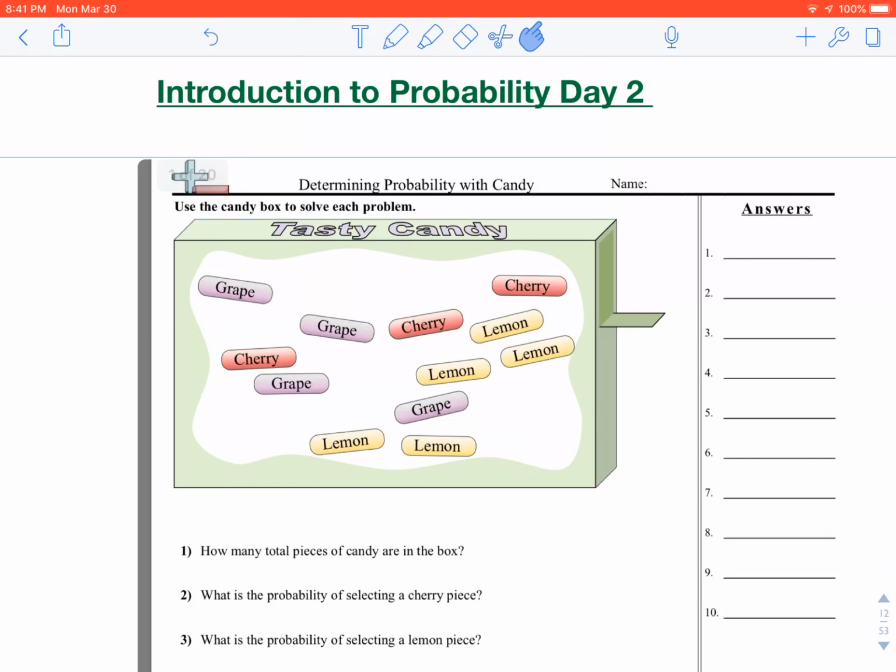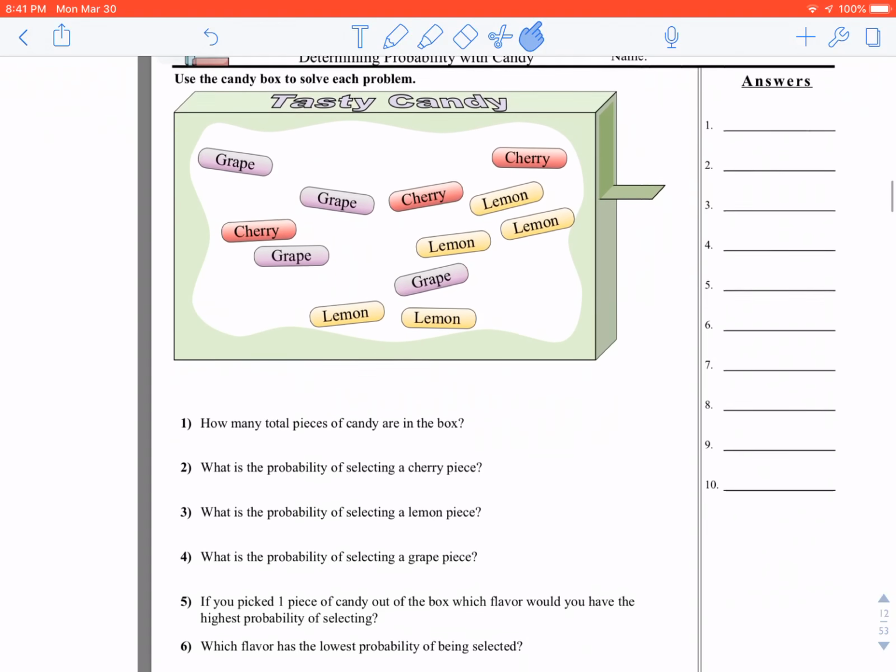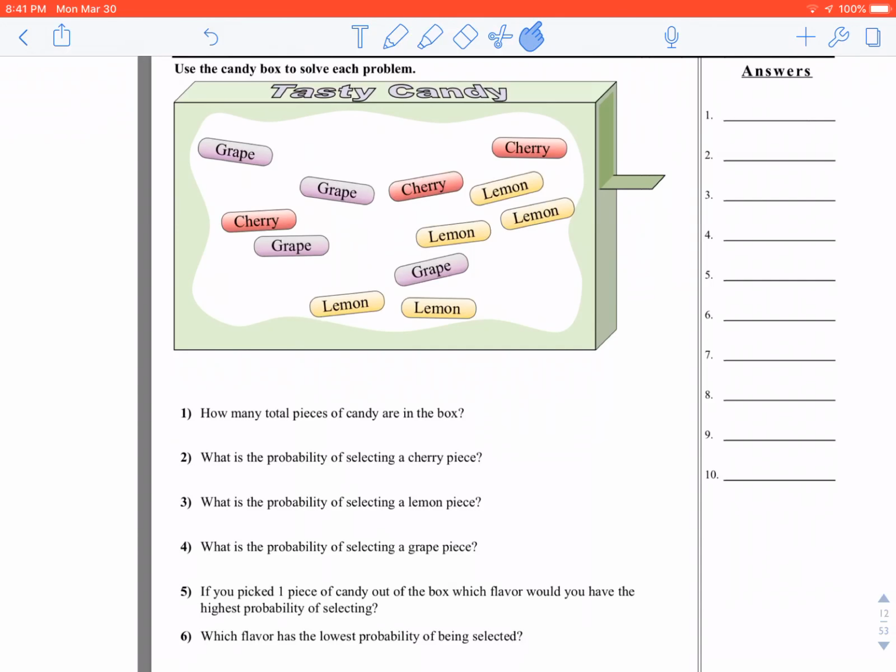Now determining probability with candy. These should be easier for you if it wasn't already easy yesterday. Number 1, kind of like the array problem from last night's homework. How many total pieces of candy are in the box? I want you to take a minute and try to get a little bit ahead of me on this. That way you can test yourself to see if you are understanding probability so far. Hopefully you're seeing that there are 12 pieces of candy in this array.